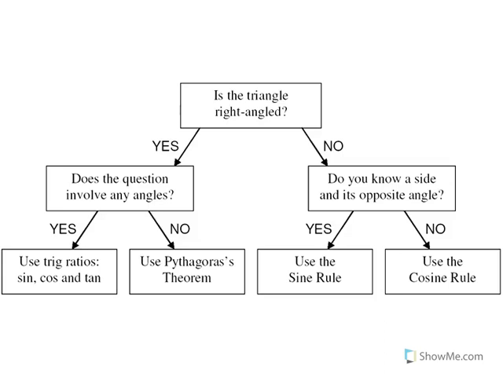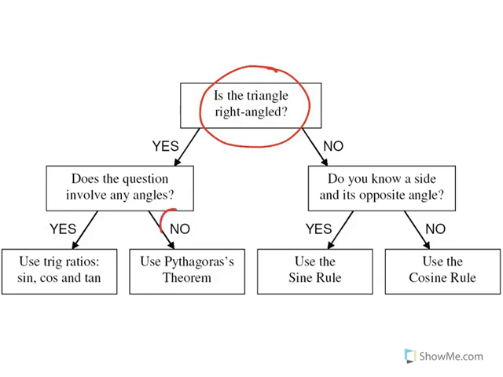When answering questions involving triangles at GCSE higher level, you're faced with some choices. The first thing you need to ask yourself when looking at the question is: is the triangle right-angled? If it is, then the question is usually going to be quite easy, and you just need to decide whether or not you're going to use SOHCAHTOA or Pythagoras' theorem.